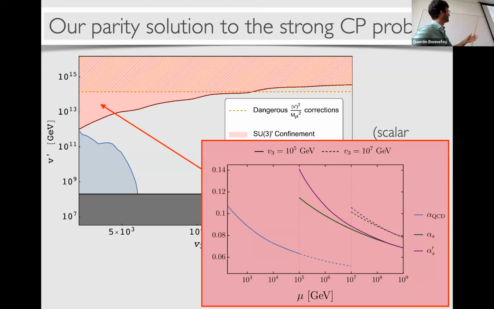Another bound comes from the running of the second gauge group. Basically, we want to Higgs them to the diagonal. But if one of them happens to confine too early, then it will completely change the potential of our scalar and our confining fermions in a way that would completely destroy our solution. So we have to be sure that the second SU3 does not confine before we Higgs it. That rules out this big red region.